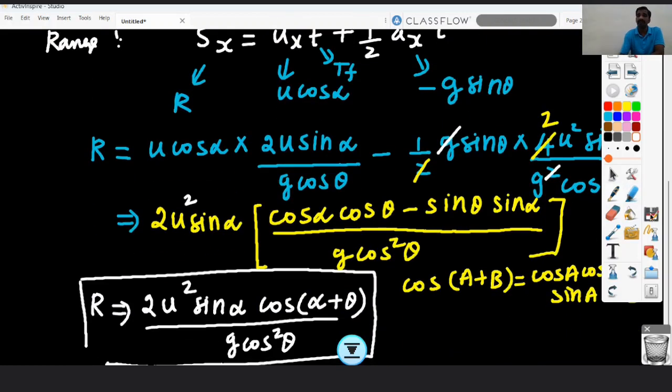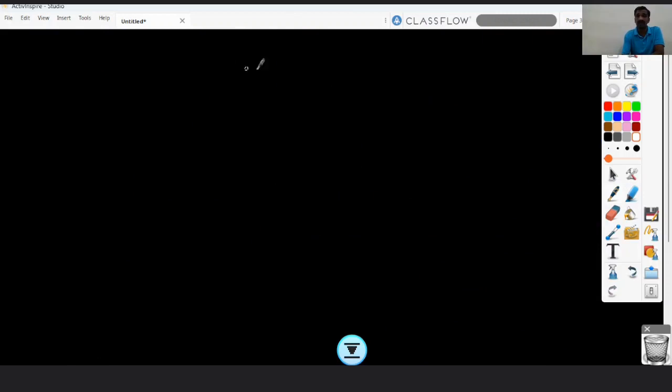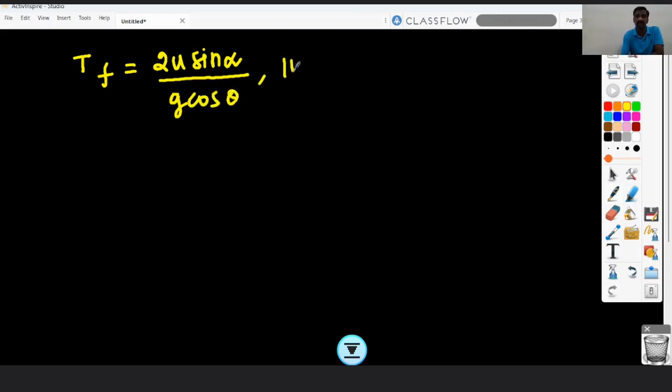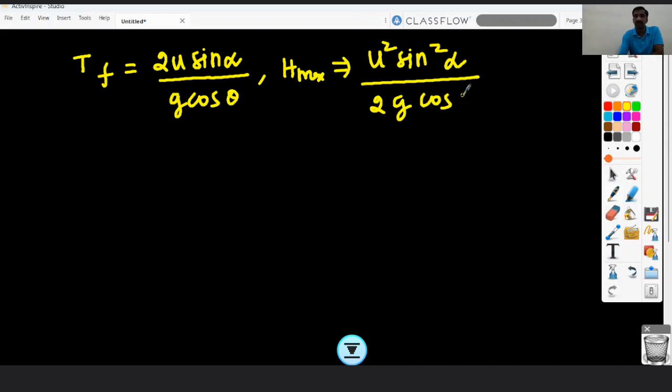Okay, now what are the things we have learned? Time of flight formula is 2u sin alpha, that is 2 into the vertical component of velocity divided by the vertical component of acceleration, so g cos theta. And then H maximum is u square sin square alpha divided by 2g cos theta.